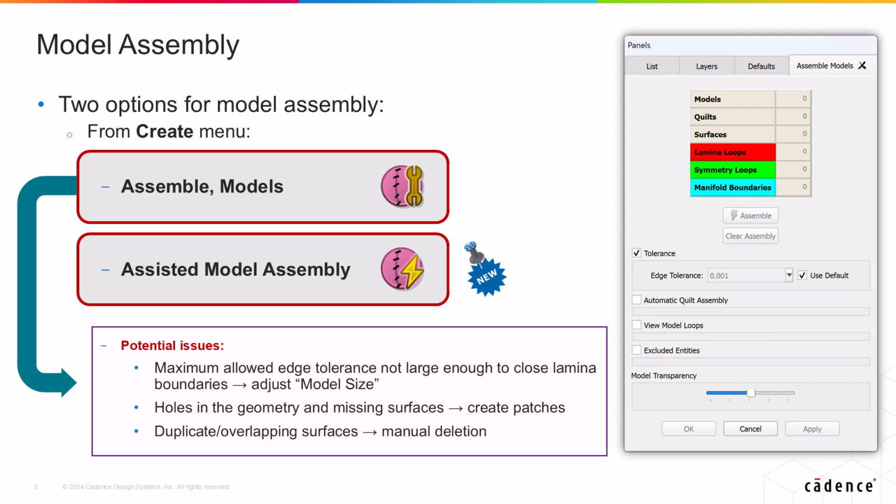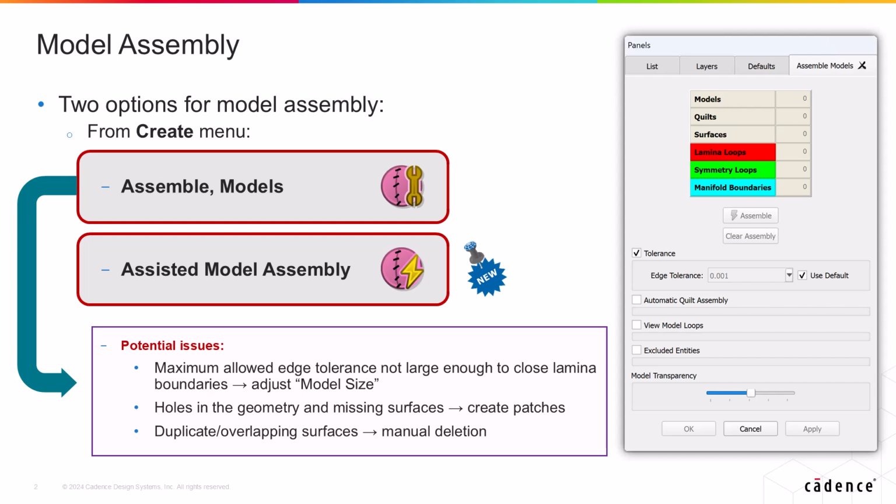But there were still cases where the user had to take some additional steps before being able to assemble the model. One example is when the maximum allowed edge tolerance for model assembly was still not quite large enough to close lamina boundaries. This maximum allowed edge tolerance is actually controlled by the model size, which means that to fix these types of issues, the user had to go back and adjust the model size, which in some cases would require re-importing the CAD geometry with a larger model size.